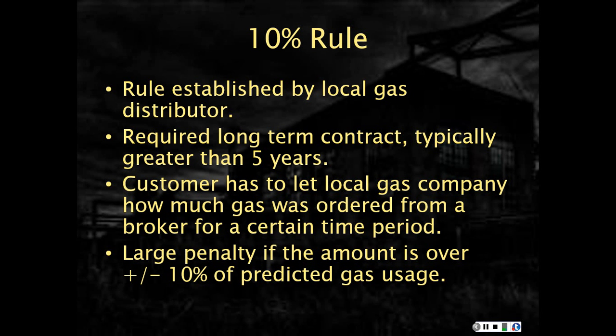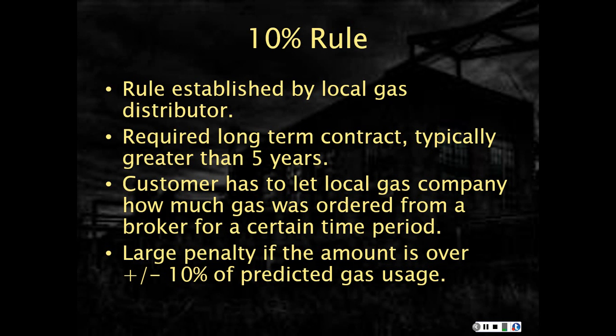Now, if this prediction of what's going to be used during that time period is off, either too much or too little, then there's a penalty. So when I go out and predict my gas usage for my building, let's say for the next month, I have to be accurate within plus or minus 10% of the predicted usage. Now you can see the problem with that.